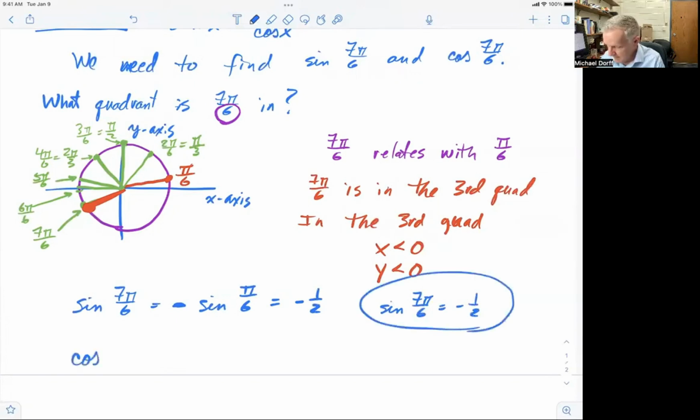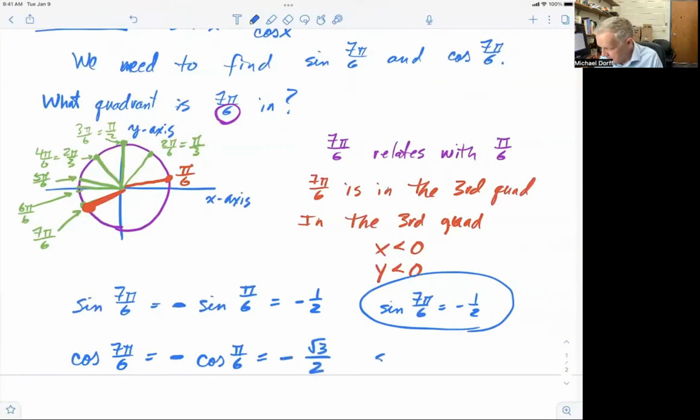How about the cosine of 7 pi over 6? How do they relate? Are they the same sign or different sign? Well, the cosine of pi over 6 is in the first quadrant. It's a positive sign. The cosine of 7 pi over 6 is in the third quadrant, so it has a negative sign. So it's also going to be a negative. So the cosine of 7 pi over 6 equals the negative of cosine of pi over 6. And what is the cosine of pi over 6? It's the square root of 3 over 2, and then I put the negative sign there.